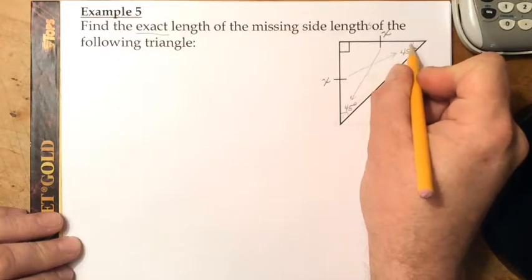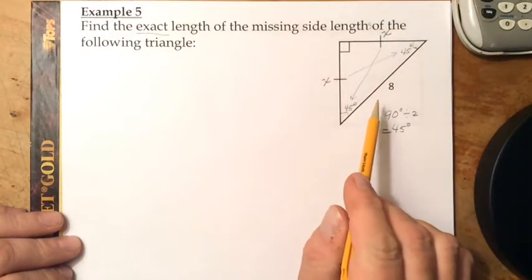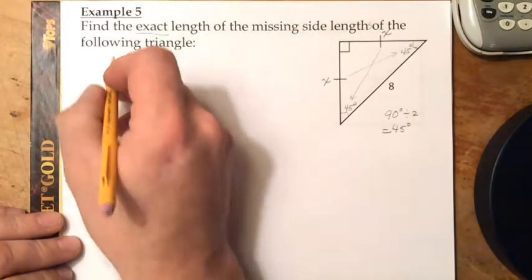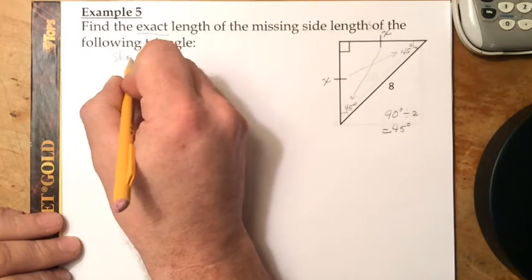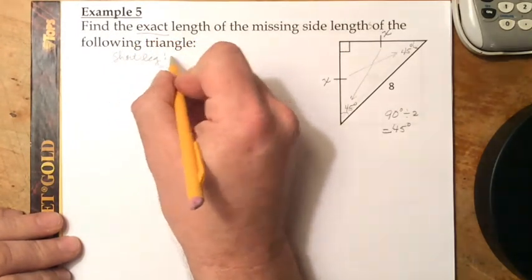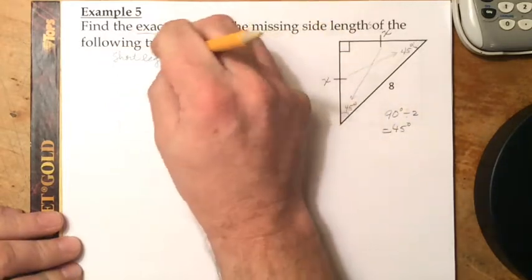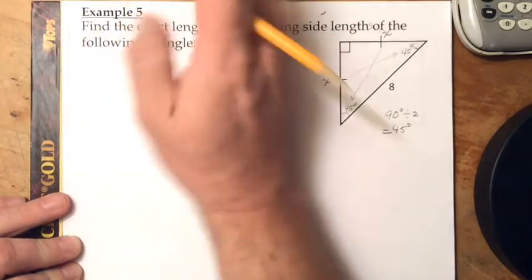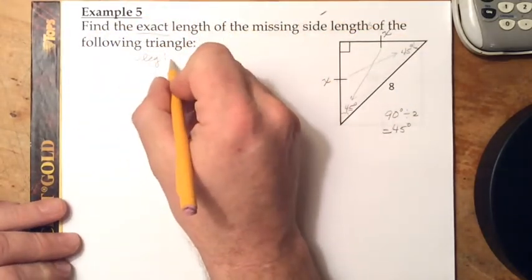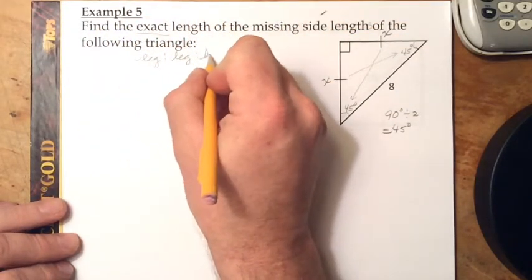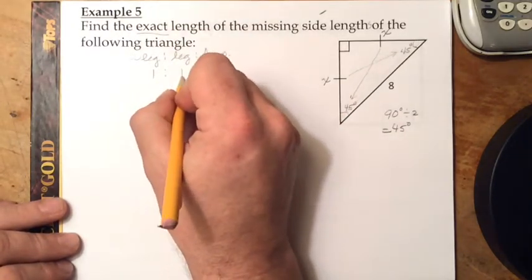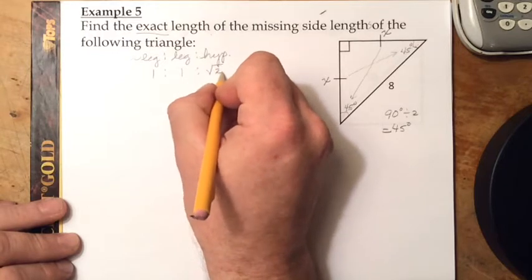And before you can solve the problem, you have to at least be aware of that. Since it's a 45-45-90, we use the 45-45-90 triangle theorem, which says that the short leg to the long leg, not the short leg, just the leg, one of the legs is to the other leg is to the hypotenuse. Ratio is 1 to 1 to the square root of 2.